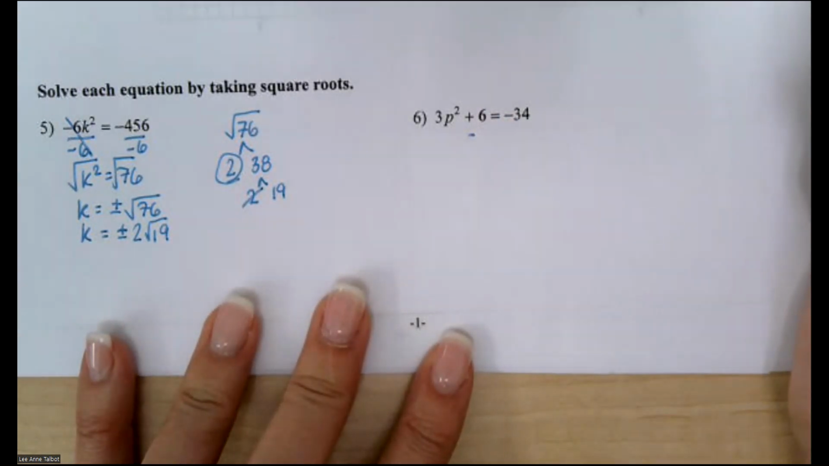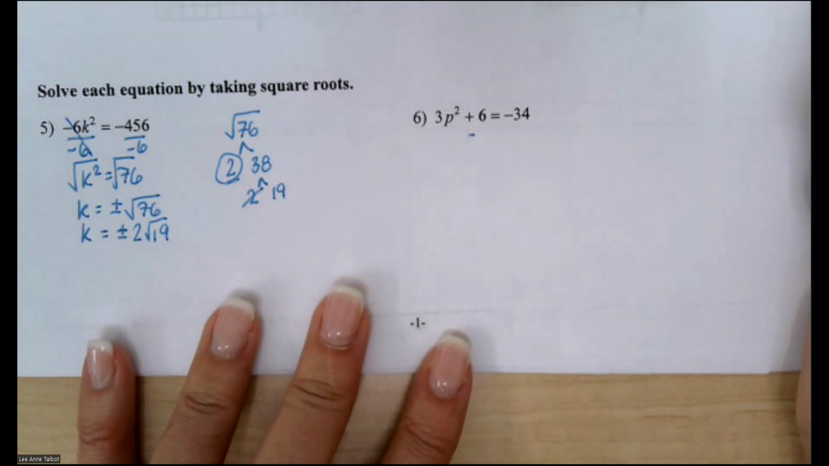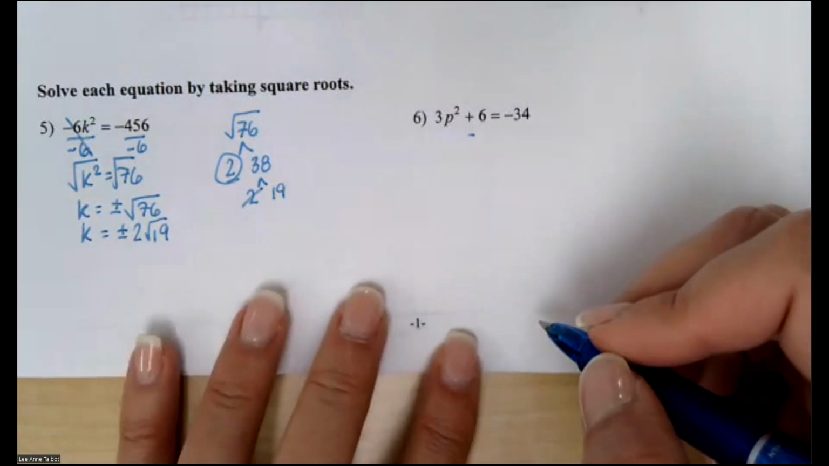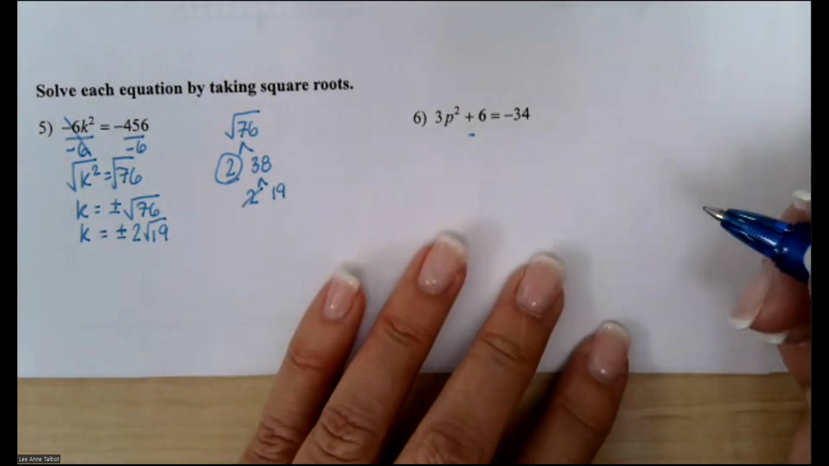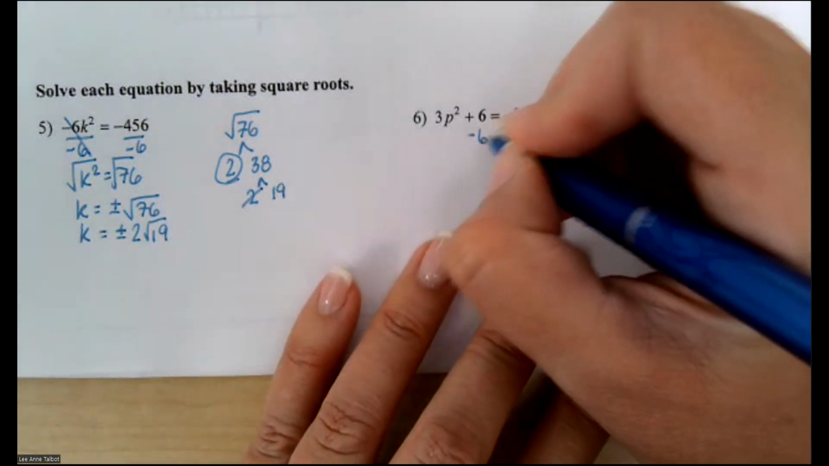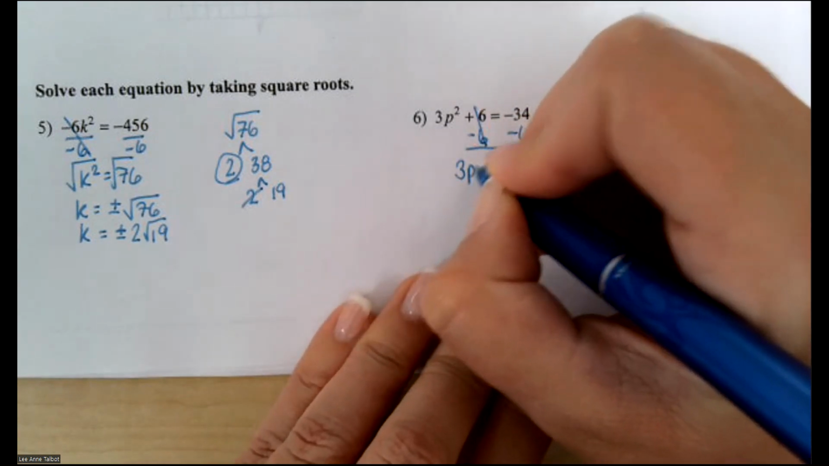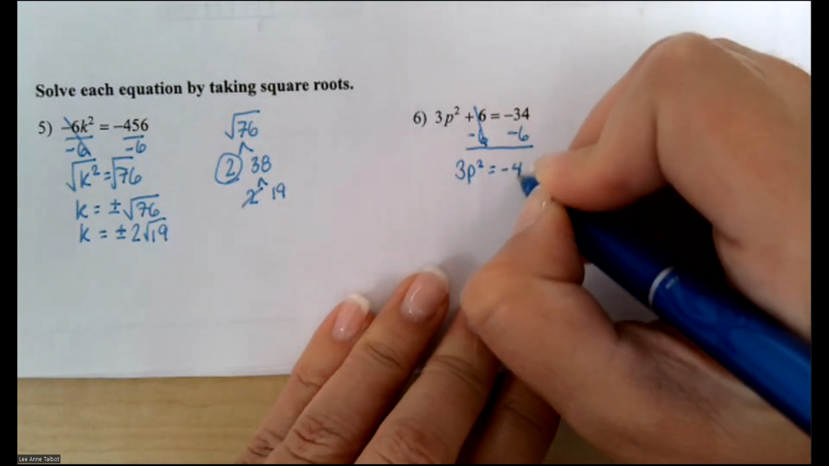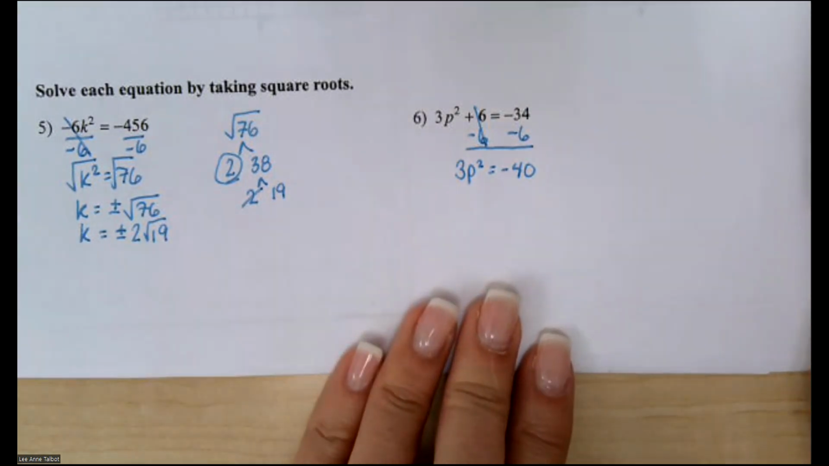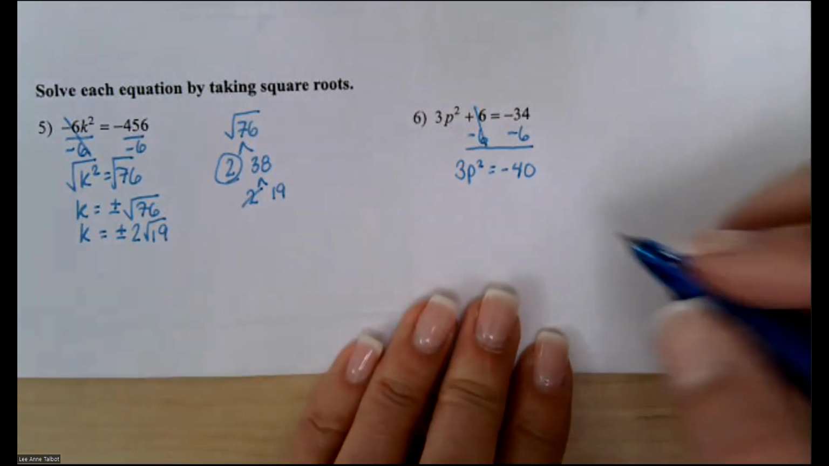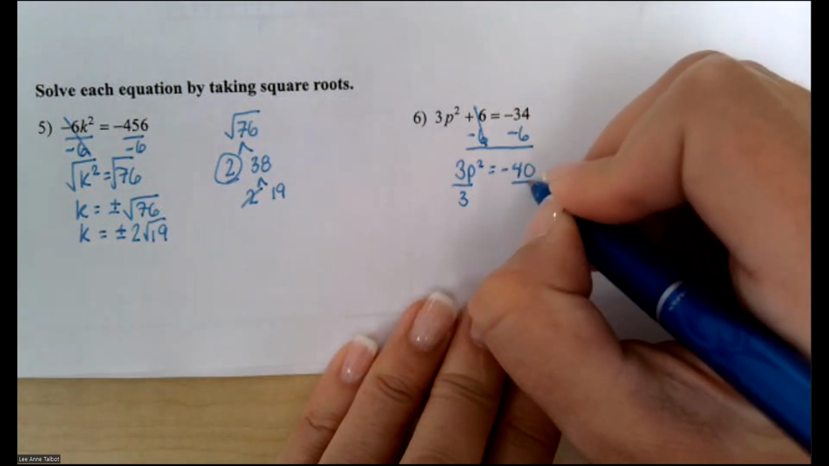Did you not get p squared alone first? Did you try to root it? You have to get p squared alone first. Or did you do that and then you got an i thing maybe? Okay, so -6, -6. Oh, I see. It's a fraction. Okay, I'll show you.